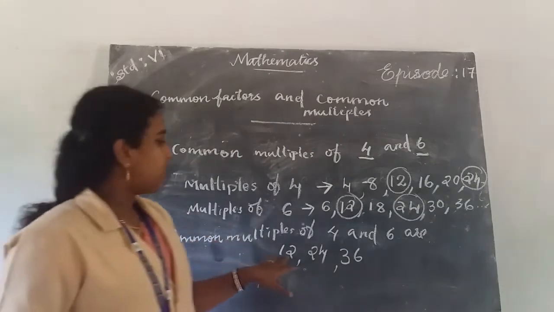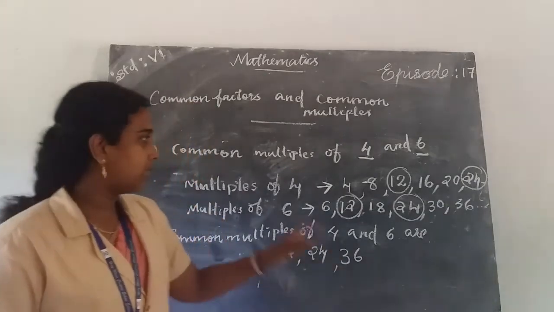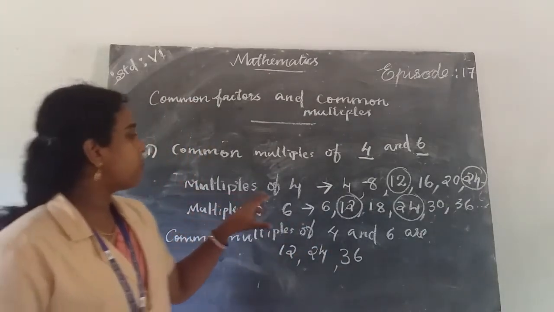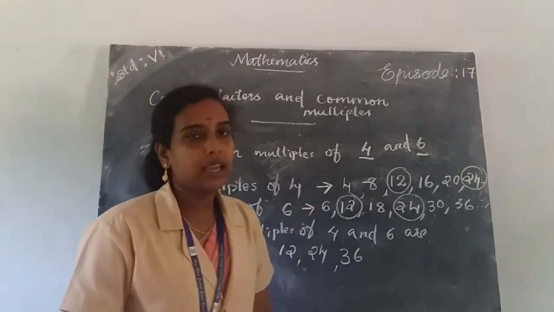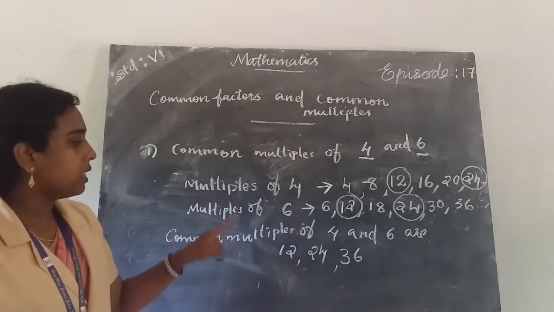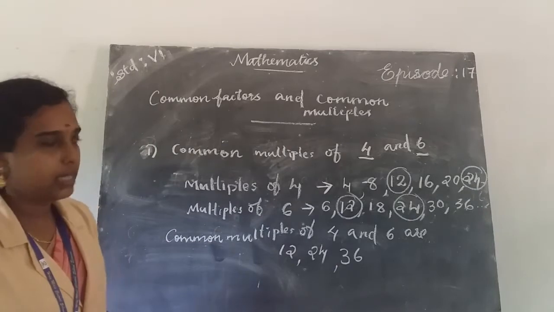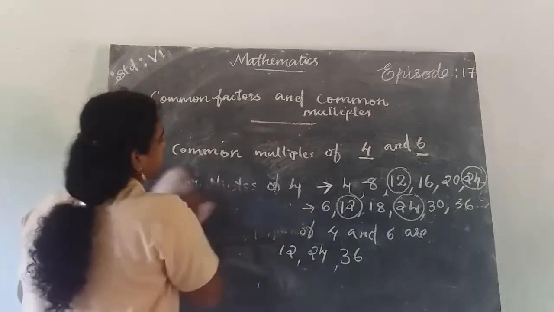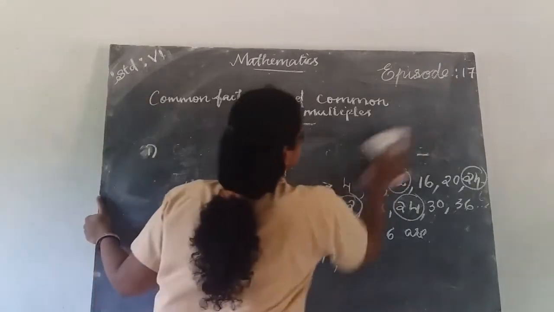Okay. So 12, 24 and 36 are the common multiples of 4 and 6 that we can find. So the common multiples are 12, 24 and 36. So let us do another example.